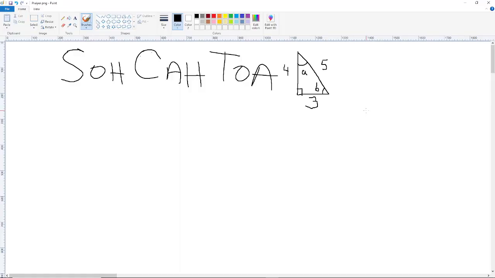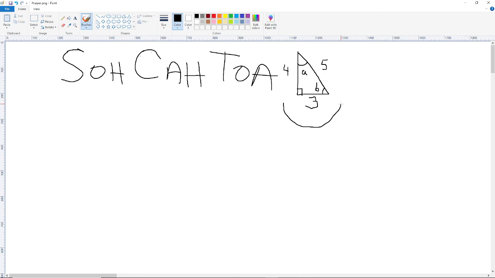Trigonometric identity, SOHCAHTOA. Sine of an angle is a ratio of sides, the opposite side divided by the hypotenuse. The hypotenuse in a right triangle is the longest side, the side opposite the right angle. So in this right triangle, 5 is the hypotenuse. It's opposite the right angle.